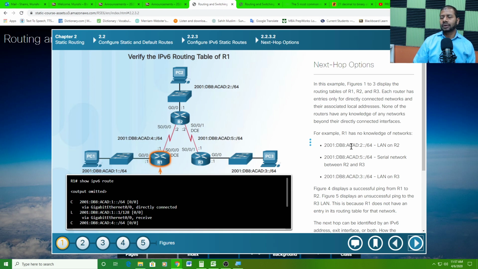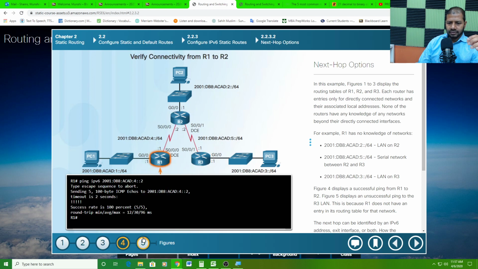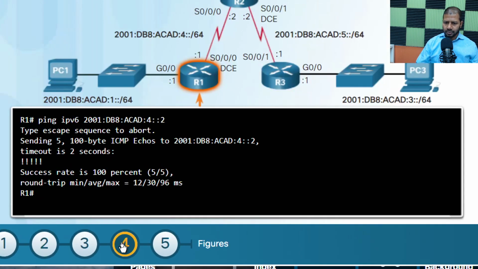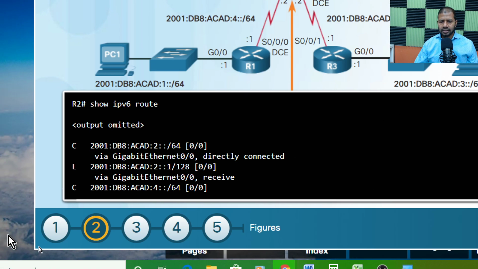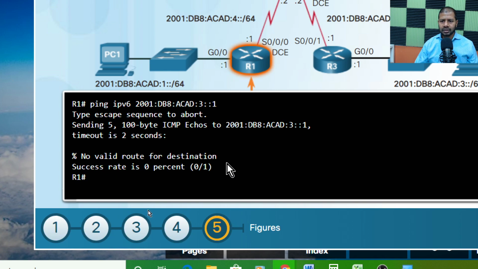Next hop option. Now I'm going to write a static route entry into my routing table with IPv6, with the next hop router's IP address. So easy. I'm in screen number 4 right here. It's pinging. So they are just showing the show command in this case. Okay, they didn't ask you to write it. Just use the show command.